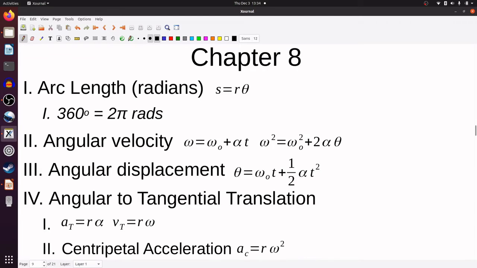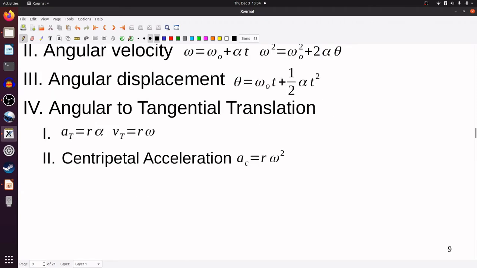Chapter 8 dealt with circular motion. Basically, these equations are very similar to the equations from Chapter 2. This one is the same as v equals v naught plus at. This is v squared equals v naught squared plus 2ax. They're just replaced by their angular counterparts. So it's not too much new information.